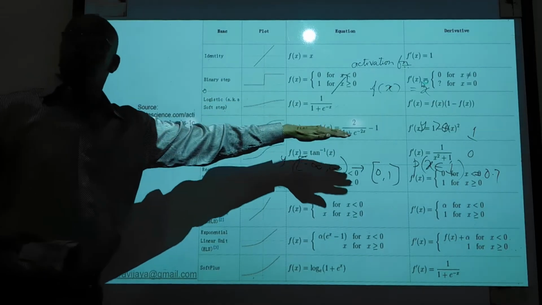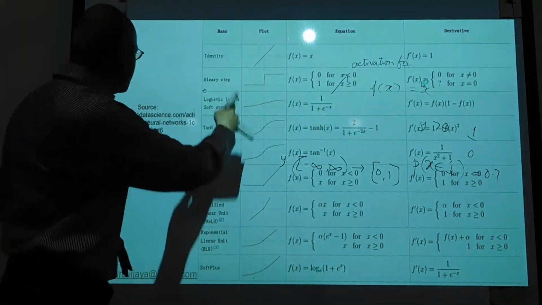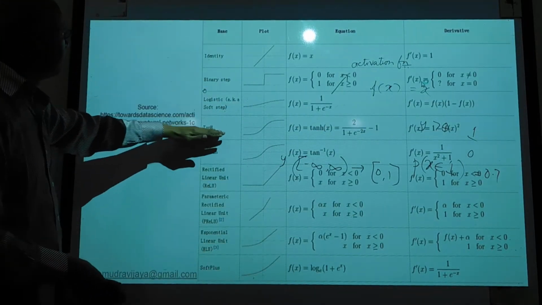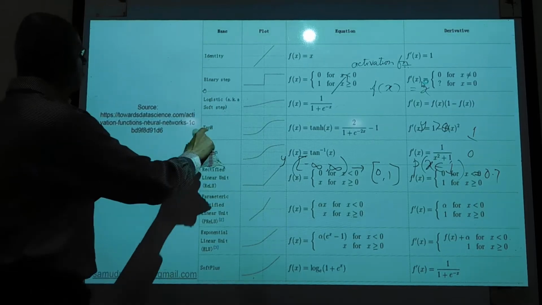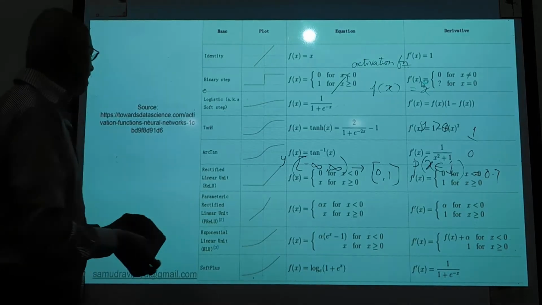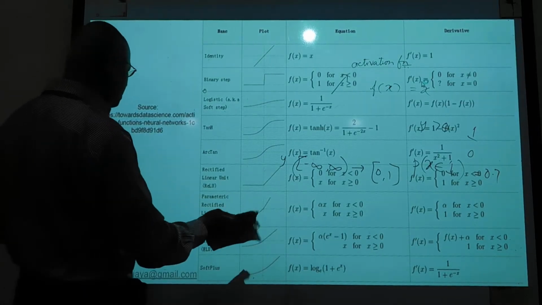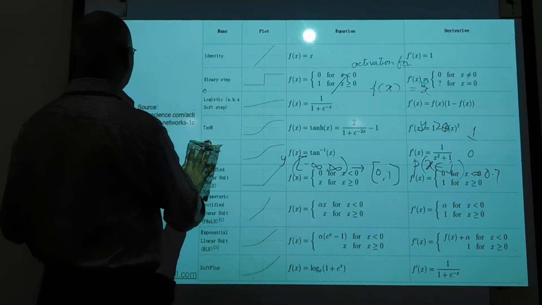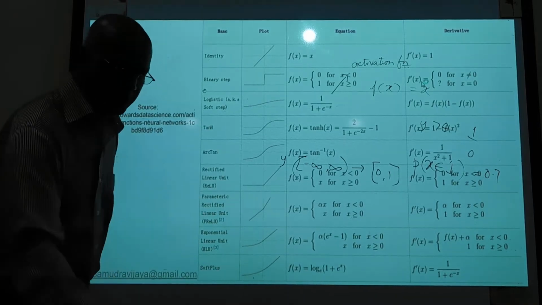This is useful when we use probabilistic models. There are other similar functions. One is called tan hyperbolic, whose output is between -1 and +1. And there are a few others. We will talk about them as we move along.